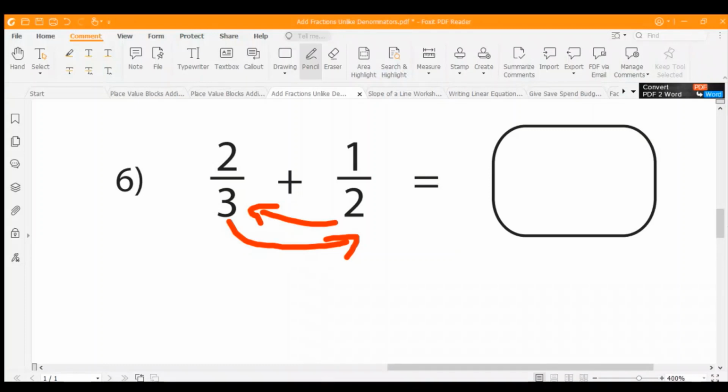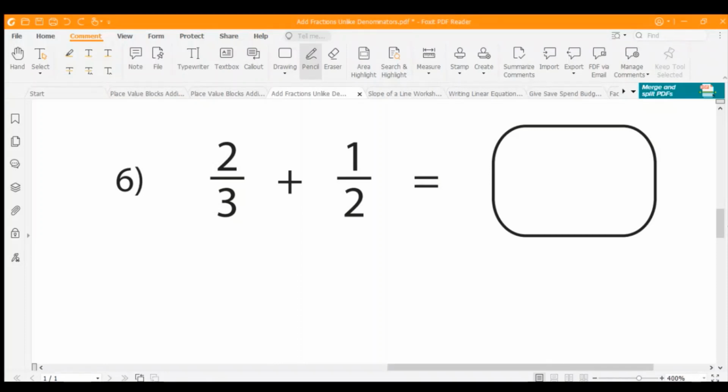Both fractions' denominators are going to have to change, because I can't multiply 3 times anything to get 2, and I can't multiply 2 times anything to get 3. So we're going to have to find what's called a least common multiple. What you might notice is both 2 and 3 can be multiplied by something to equal 6. You can multiply 3 times 2 to get 6, and you can multiply 2 times 3 to get 6. So we want to find that least common multiple. In this case, it's 6.